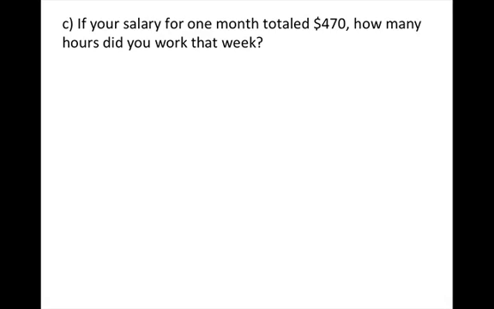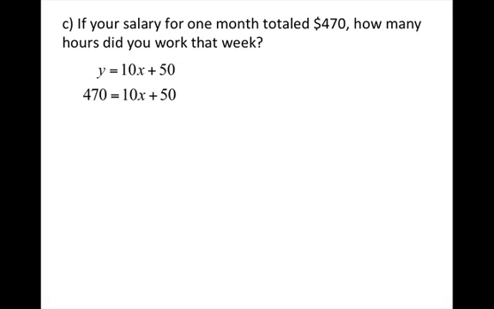In part C, if your salary for 1 month totaled $470, how many hours did you work? We'll begin with the equation from part A, y equals 10x plus 50. This time I'm given my weekly salary and I'm asked for the hours worked. So the 470 goes in place for the y. So I have 470 equals 10x plus 50.